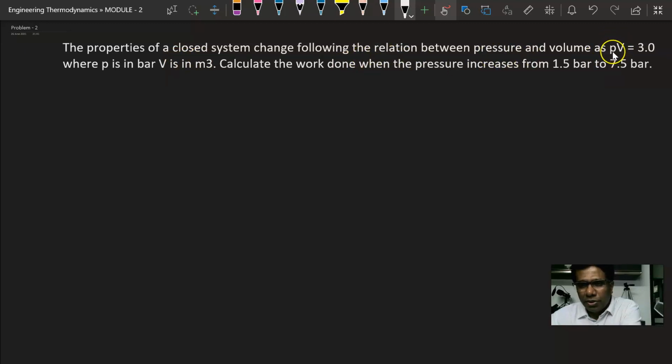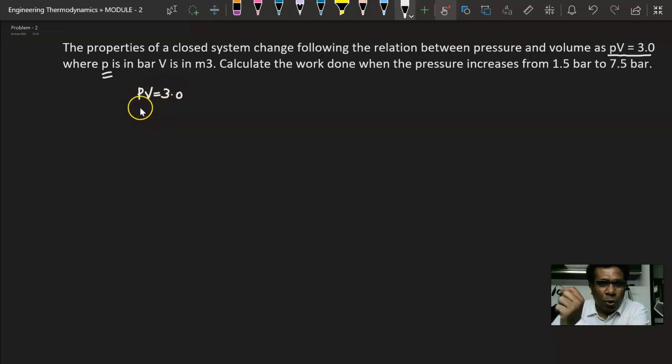Whenever there is a relation given, check whether they are mentioning the units of the variables or parameters given in the equation. Here it is given that PV equal to 3.0 is the equation, and the P represented in this equation is in bar and V is in meter cube. So we are given the equation PV equal to 3.0.